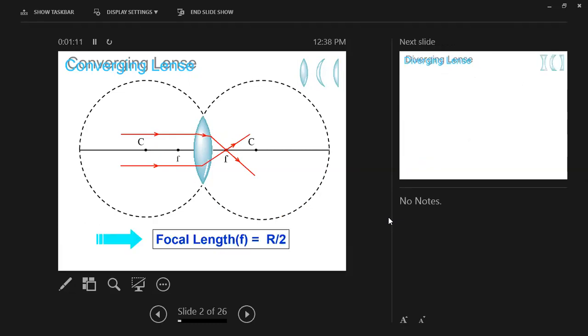So the focal length is going to be half of the radius. The radius means it is going to be from here, the pole of the lens, to the center, which is going to equal the radius of the lens. The focal length is going to be half of it. Okay, the focal length will be half of the radius.